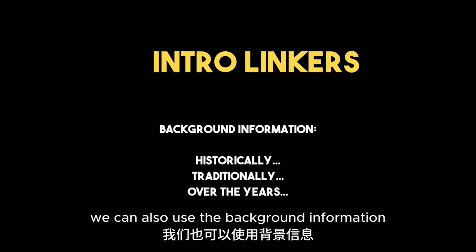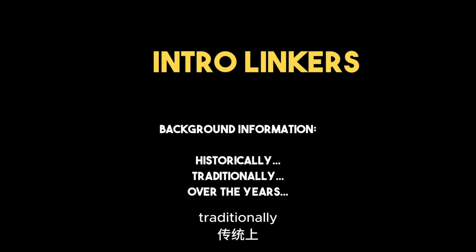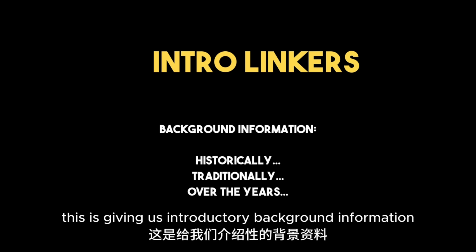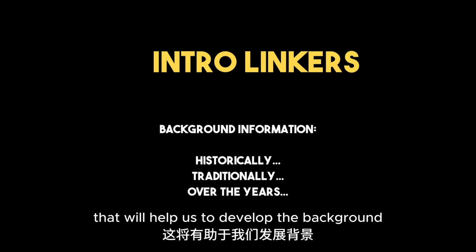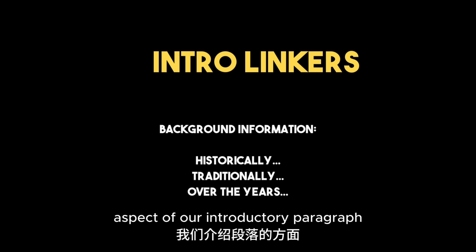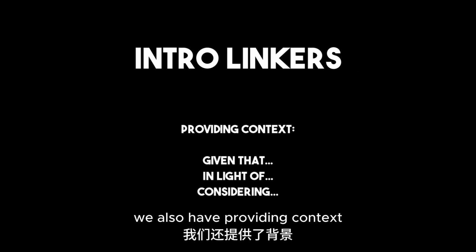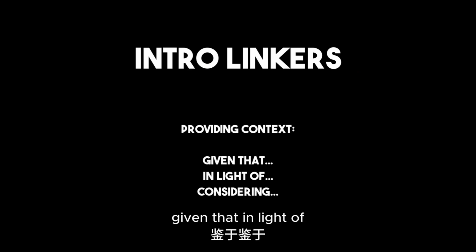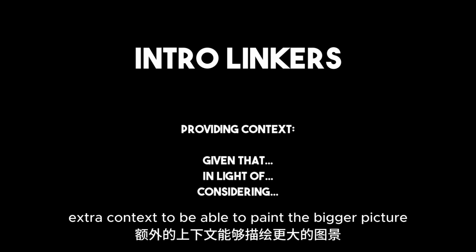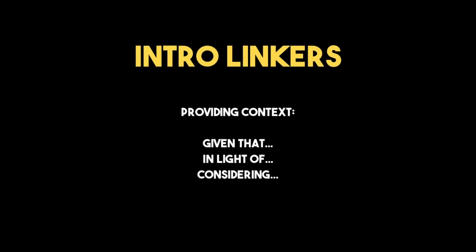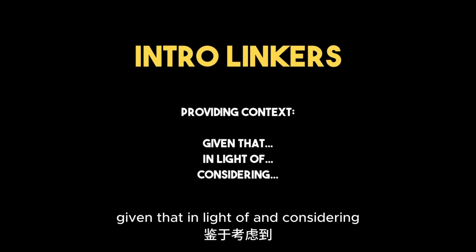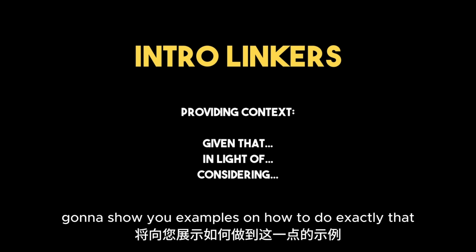We can also use the background information: historically, traditionally, over the years. This is giving us introductory background information just by using these short, to the point phrases that will help us to develop the background aspect of our introductory paragraph. We also have providing context. This is saying given that, in light of, considering. These are great ways to introduce extra context to be able to paint the bigger picture of what your argument is going to discuss. I'm going to show you examples on how to do exactly that in a few minutes.